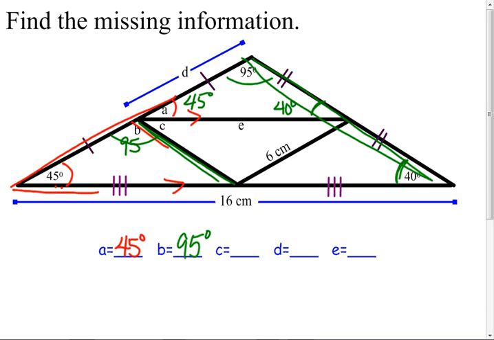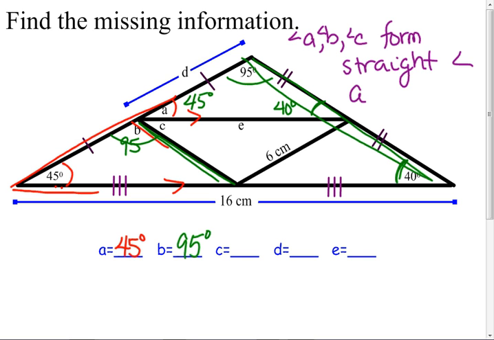Now, how do you find C? Well, angles A, B, and C form a straight line. I can't call them a linear pair because it's not a pair. They form a straight angle or a straight line. So A plus B plus C has to equal 180. Well, A is 45, B is 95, and C has to add up to 180. Or is there an easier way to do it?